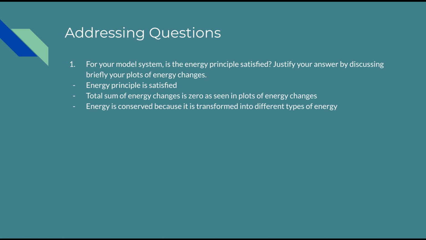For the first question, the energy principle is satisfied because the total sum of energy changes is zero, as seen in the plots of the energy changes. Energy is conserved because it is transformed into different types of energy.